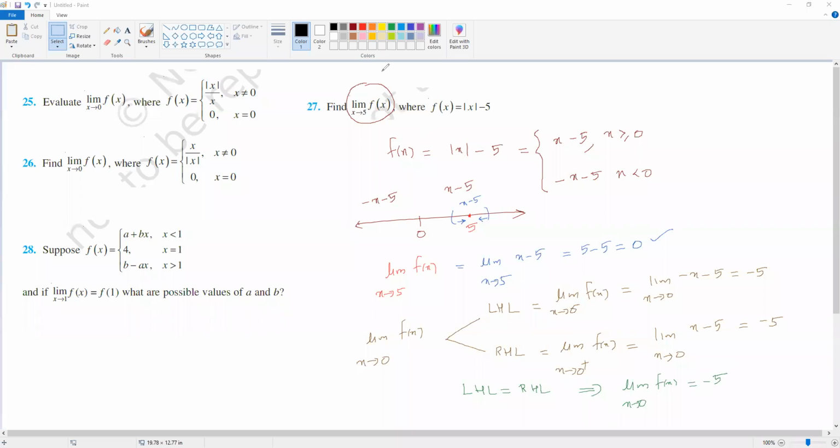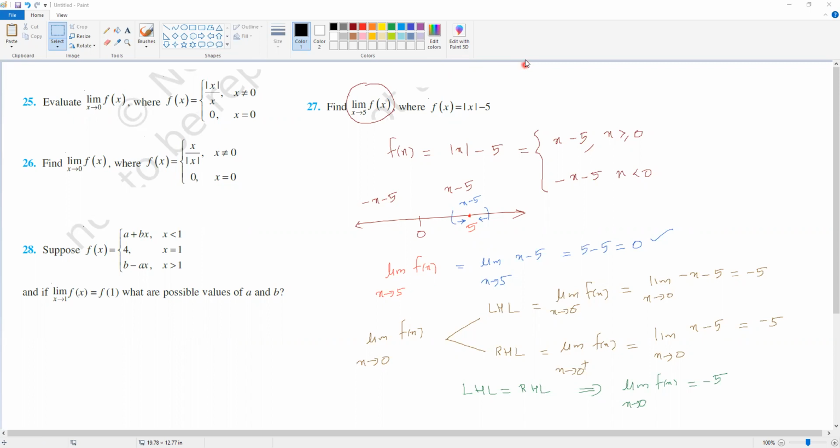That means when you approach 0, your function goes to minus 5. When you approach 5, your function goes to 0. Got it? Even though the left side of 0 has one definition and the right side of 0 has another definition, that doesn't matter. When you approach from the left side and from the right side, it goes to the same value, minus 5. Clear?